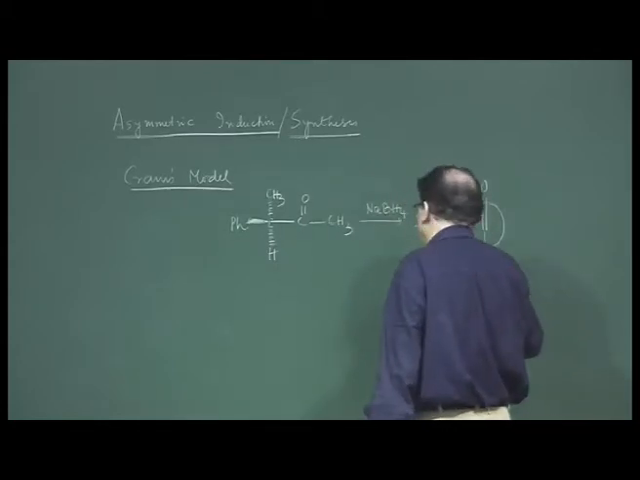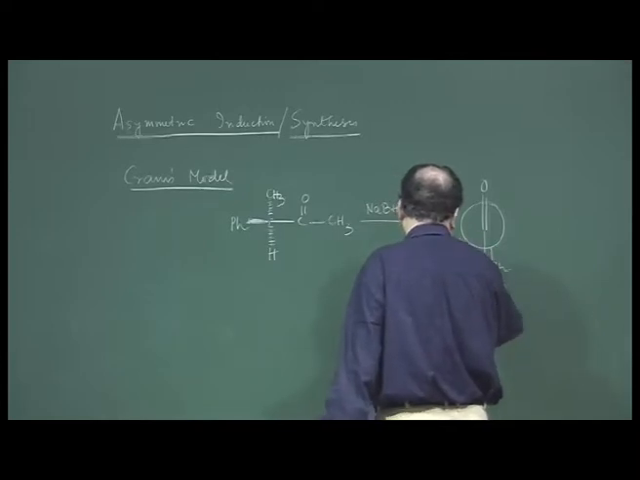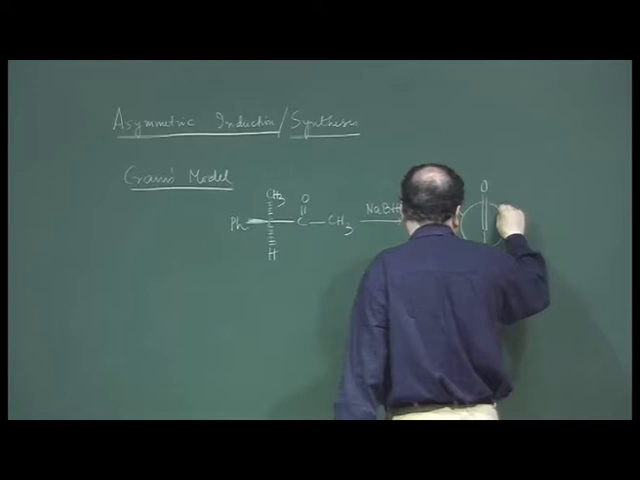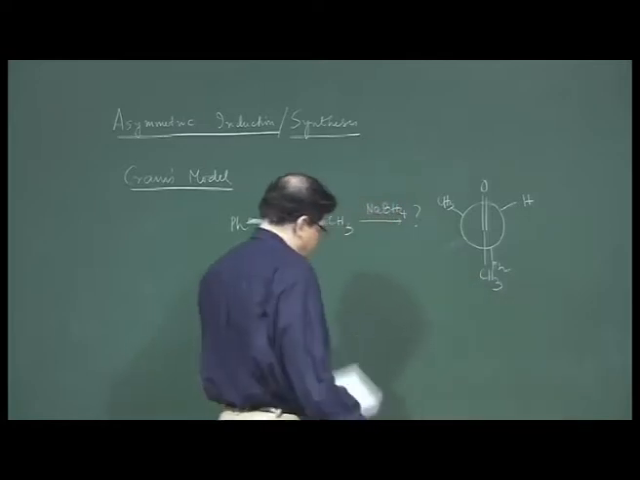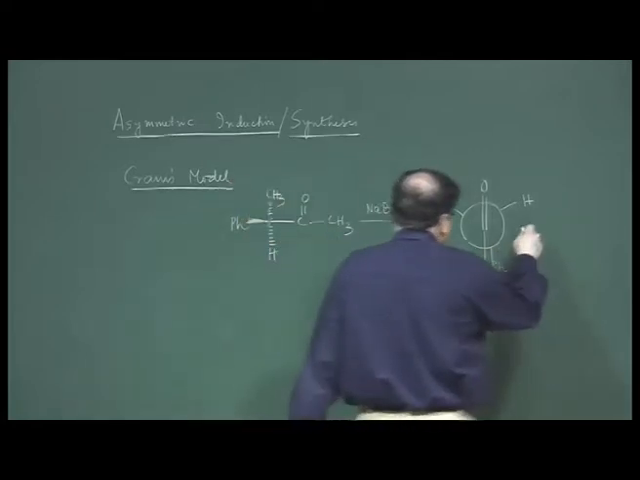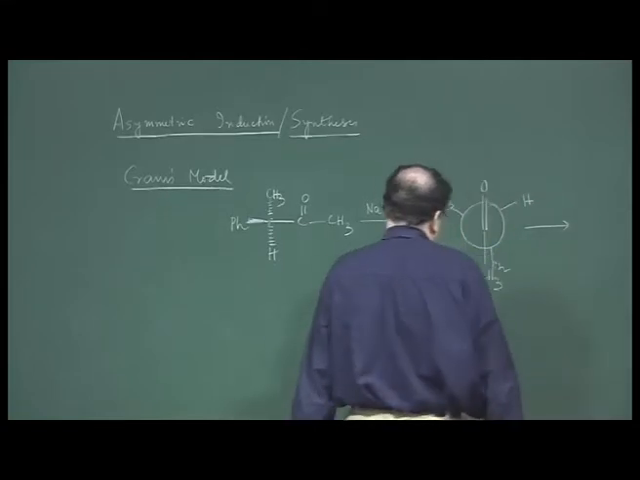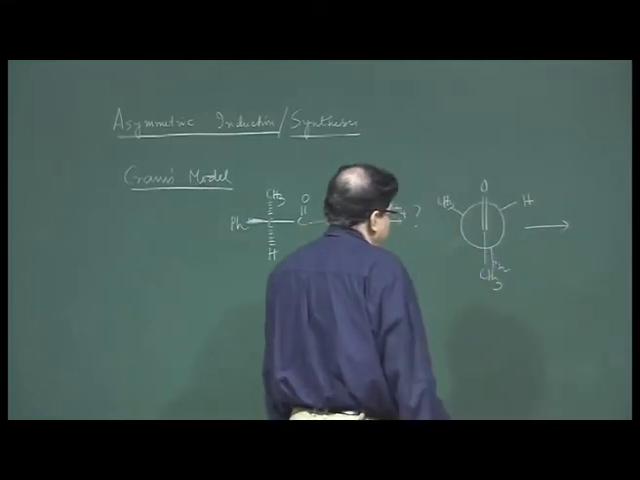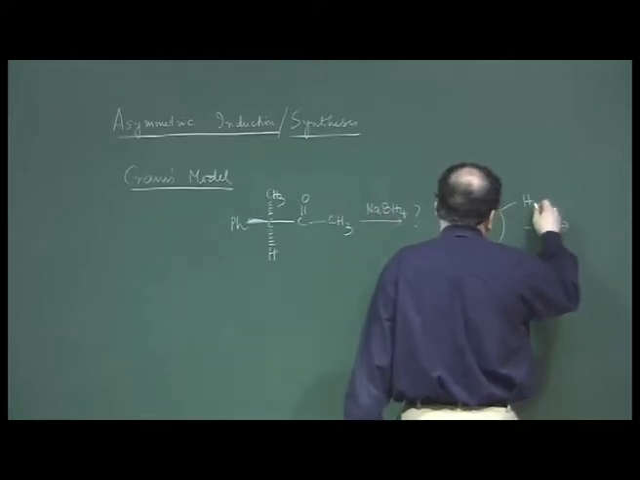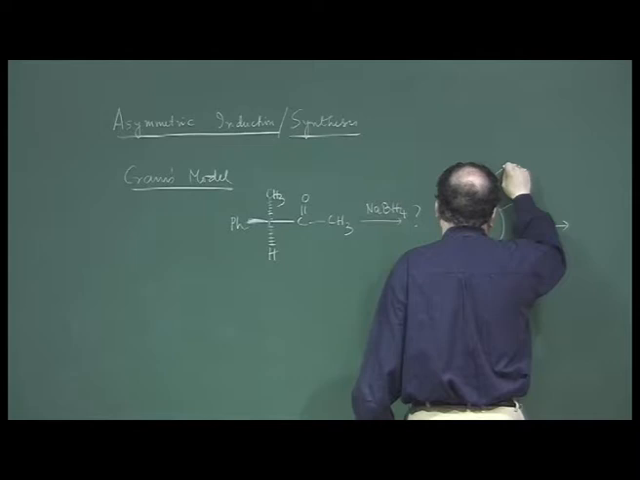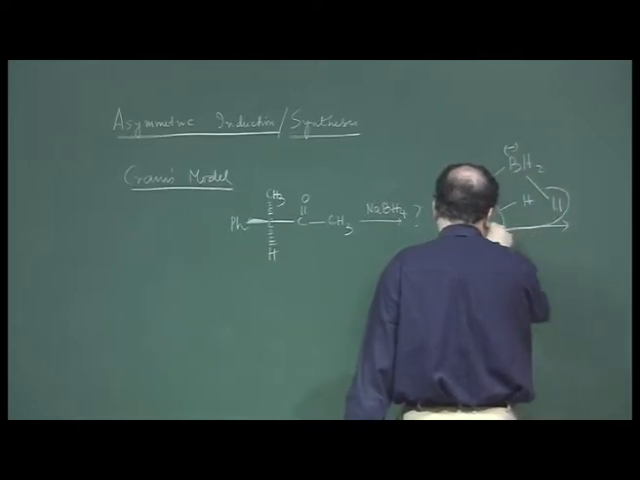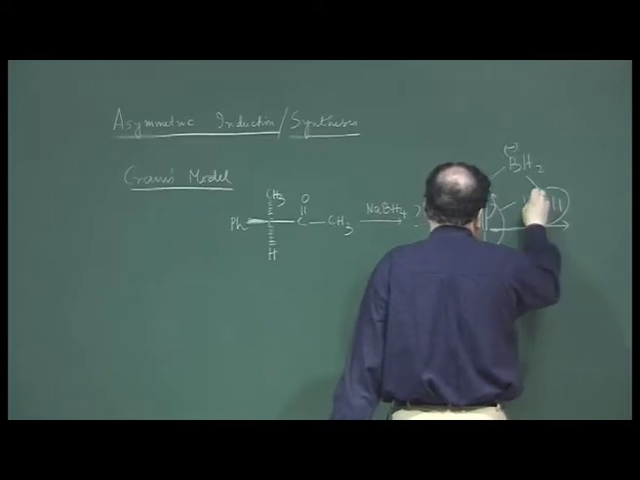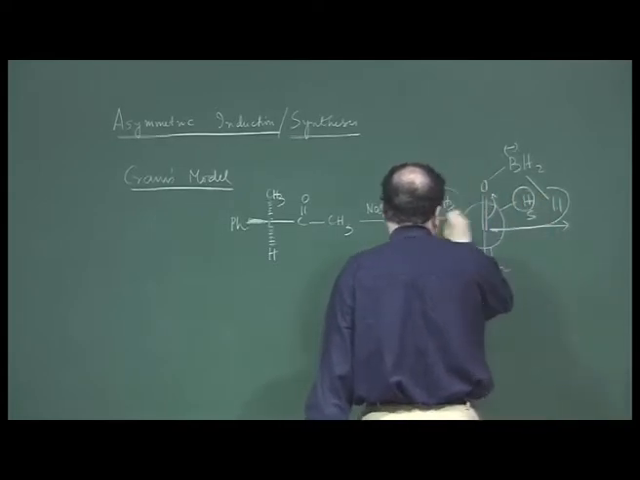So, you have phenyl, then methyl will be on this side and hydrogen on this side, because your phenyl, methyl, hydrogen is in clockwise direction. Okay. Once you have fixed that, this is your preferred conformation. Now, you know that your nucleophile, which is the borohydride here, complexes with this, and then it approaches from the side of the smaller group. So, this is the small and this is the medium.